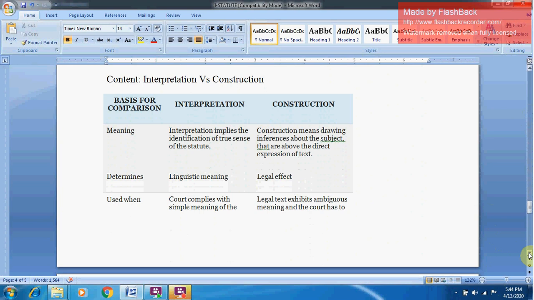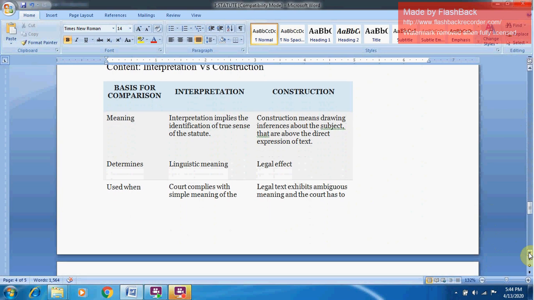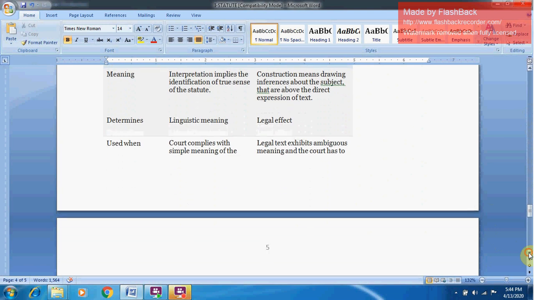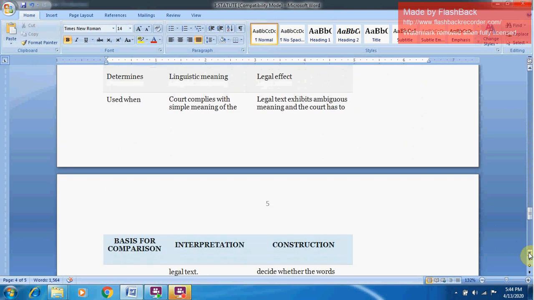So that is the construction. When the basis of determination is its concern, linguistic meaning should be taken in interpretation. But in legal construction, legal effect should be taken. What is the outcome of it? What is the effect of it? If the interpretation does not give a proper meaning, then we have to construe it, and a different context should be taken into consideration.